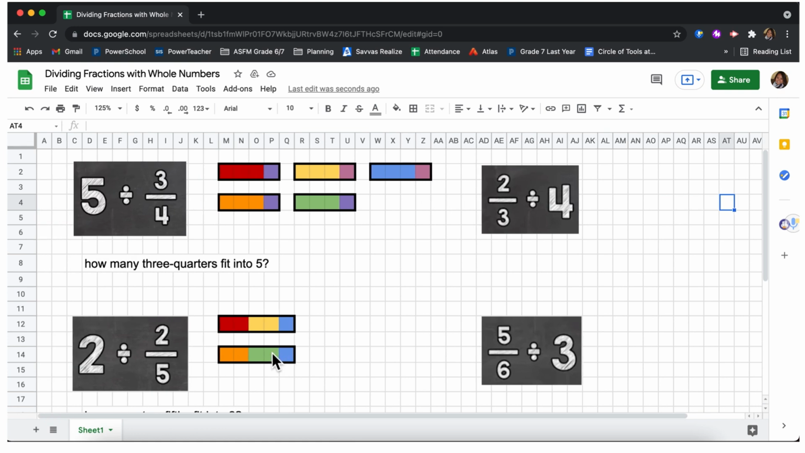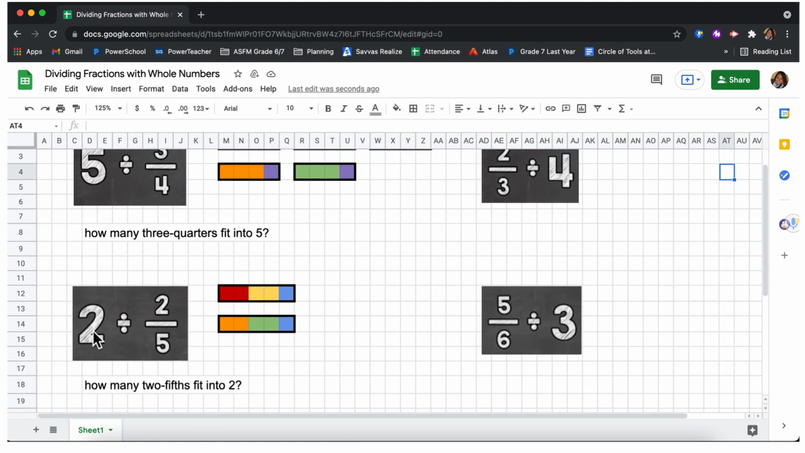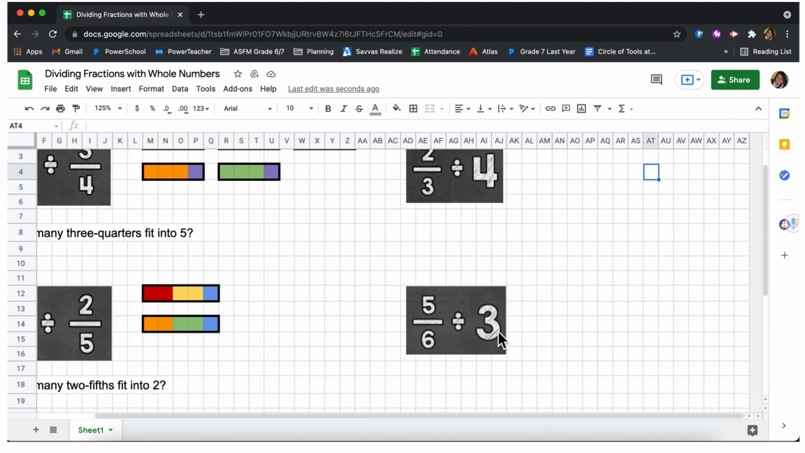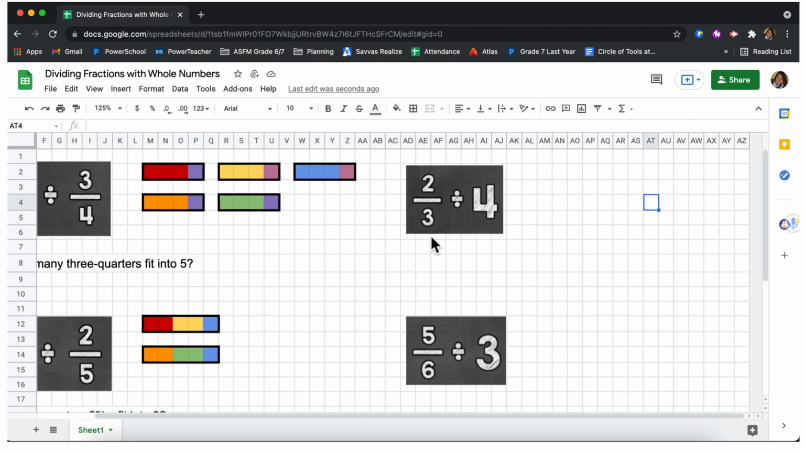So in our first 2 examples, we had a whole number divided by a fraction. In these last 2 examples, we're going to look at a fraction divided by a whole number. So to draw this model out, I have 2/3 divided by 4.